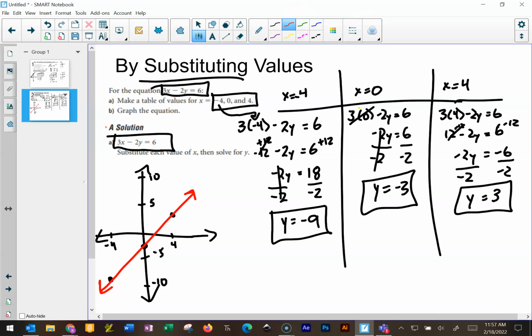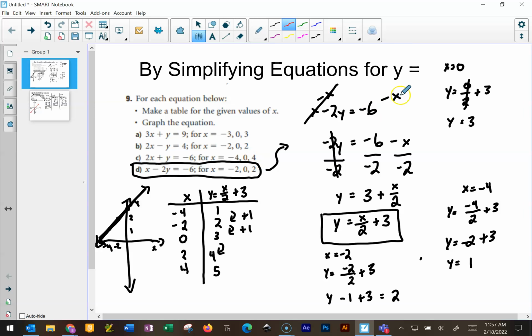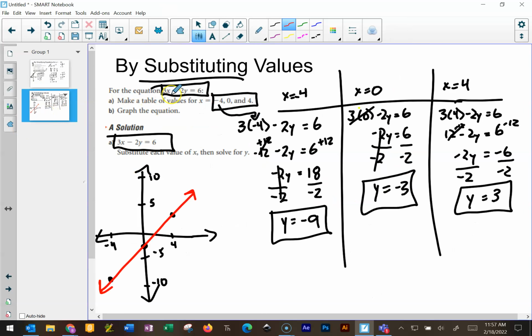It's important to know both, but I think as you move forward in mathematics, you're going to be asked more to just simplify things in terms of y equals something. There you go. That's both ways.